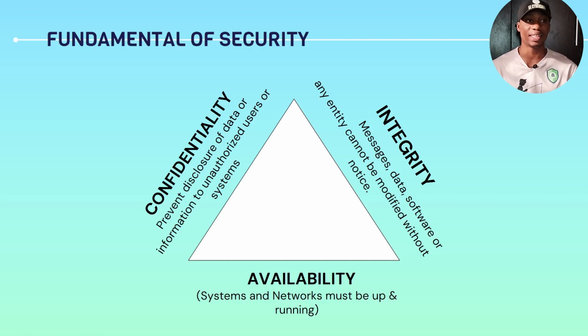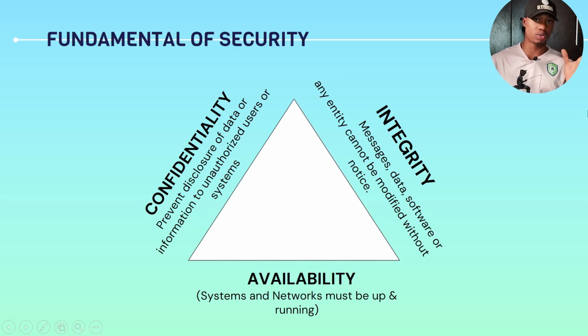The moment a data that is supposed to be only for the management leaks to the public, then it has breached confidentiality. Then there's a problem with the security. Availability, which is the last one, systems and network must be up and running. So the moment something is taken down, the moment something goes down, it can affect your security. So these are like the three pillars of cybersecurity. So once you hear about the three pillars of cybersecurity, your mind should go to confidentiality, integrity, and availability. So these are really important.